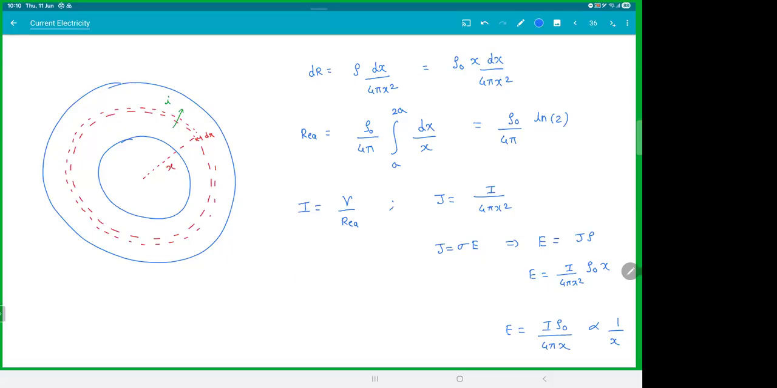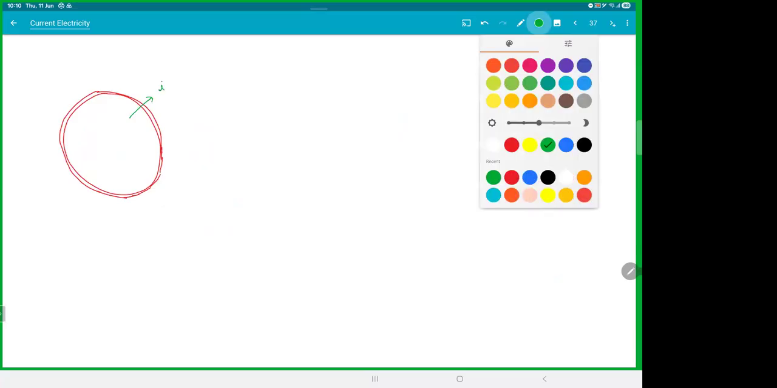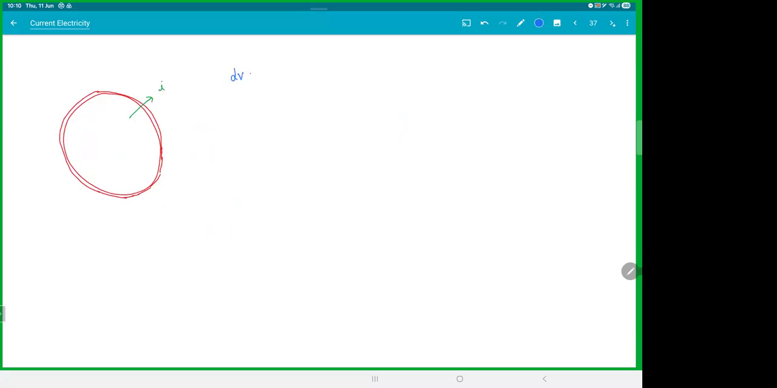How do you do this? How do you find the potential? There are two ways you can handle this. One, when you took the thin shell, the current was flowing I. So the small potential difference dV is equal to minus I into dR. Why minus? Because the potential decreases in the direction of the current. This is the potential difference across the thin shell.